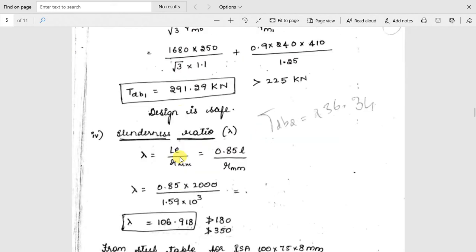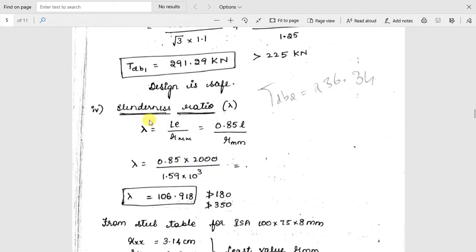The last check remaining is slenderness ratio, that is lambda, I have to calculate as LE by R minimum. So LE for this particular is 0.85. L is nothing but effective length. So effective length is always 0.85 times of L. So the length of the member is given in the question, that is 2 meters. So that is substituted over here. And in denominator I have to substitute R minimum, that is radius of gyration. Values will be available in steel table for this 100, 75 and 8. So out of those values, minimum value should be substituted here.